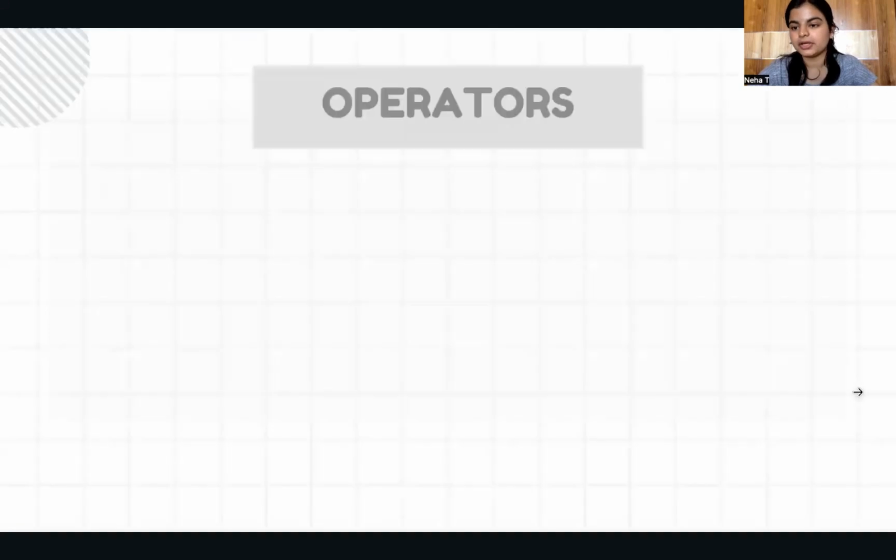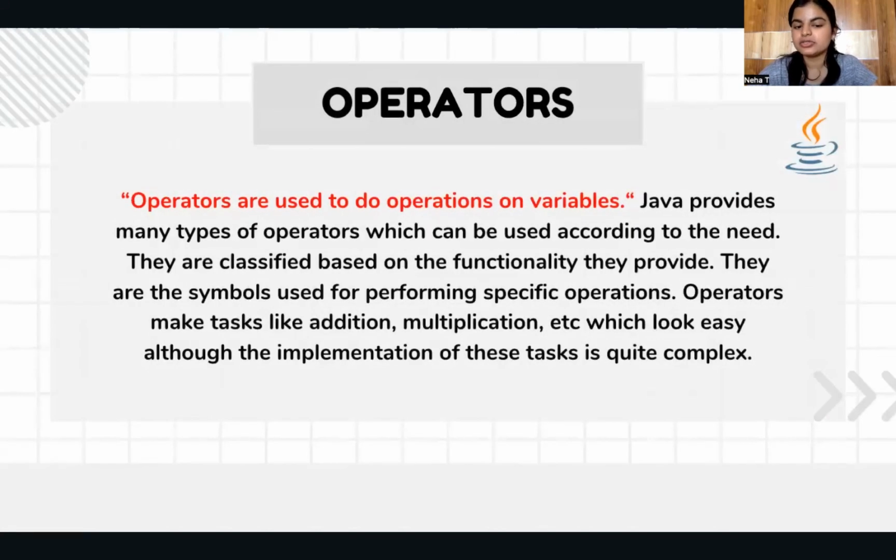So, what are operators? Operators are used to do operations on variables. Java provides many types of operators which can be used according to the need. They are classified based on the functionality they provide. They are the symbols used for performing specific operations. Operators make tasks like addition, multiplication, etc., look easy, although the implementation of these tasks is quite hard. Not just addition and multiplication, we have types of operators in Java like relational, logical, bitwise, shift, etc. All these will be seen one by one in this video.